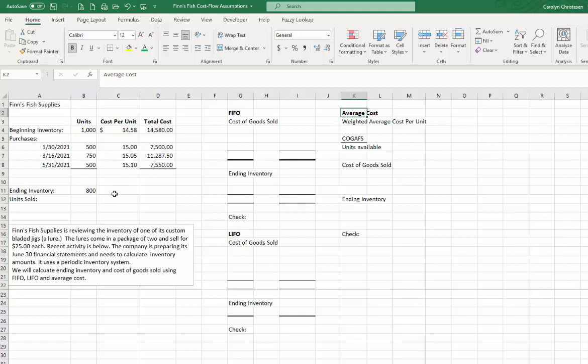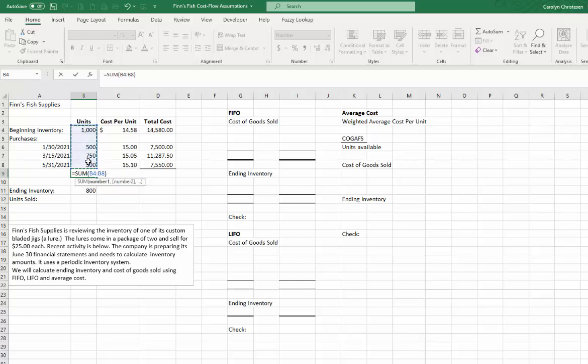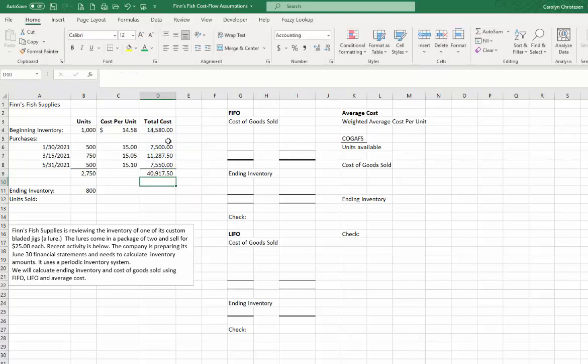All right, let's look up here for a second before we start. Let's first find the totals. I'm going to find the total number of units available, how many we started with and how many we bought. And then I'm going to find the total cost of goods available for sale, which is the total beginning inventory in dollars, plus everything that we bought during the period. We had 2,750 units. The total cost was $40,917.50. I like to do this little analysis before you start the problem so that you know where you stand.